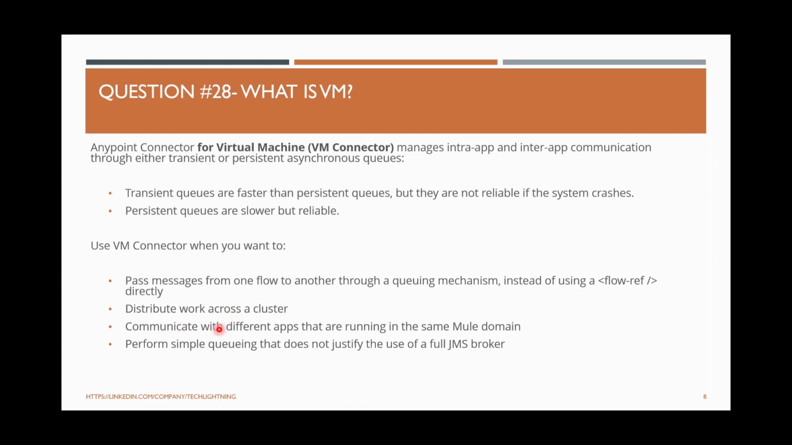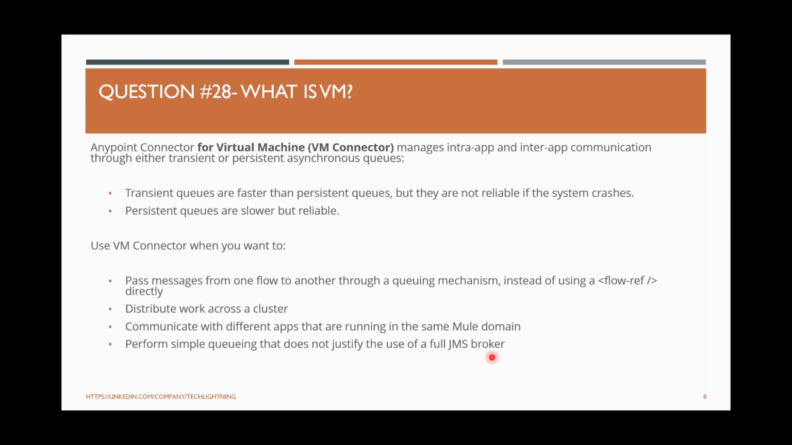The next use is to communicate between different apps running in the same Mule domain. For example, only in an on-premise environment do we have the Mule domain concept. In an on-premise environment you have a Mule domain with many applications, and you want to share data between them. For example, application 1 is publishing some data and application 2 wants to subscribe to the same data. Then you can use a VM queue in between, so that you publish from app 1 and subscribe from app 2, and perform simple queuing, which does not justify using a full JMS broker.